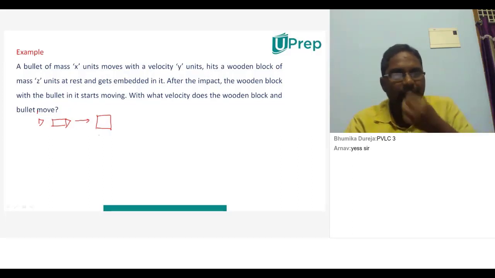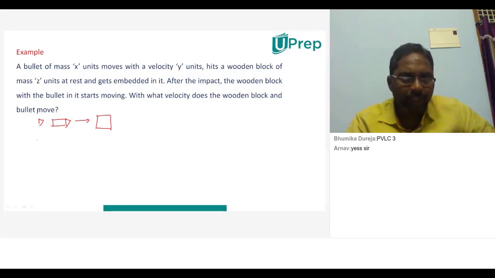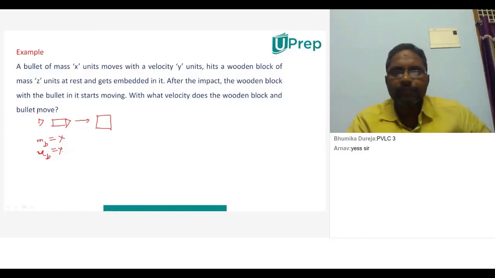So observe carefully: a bullet of mass x units. Let me write it like this: mass of the bullet, mb, is x, and it moves with a velocity of y units. That means the initial velocity of the bullet, ub, is y. It's a wooden block of mass z units, which is at rest actually. So the initial velocity of the wooden plank will be 0.